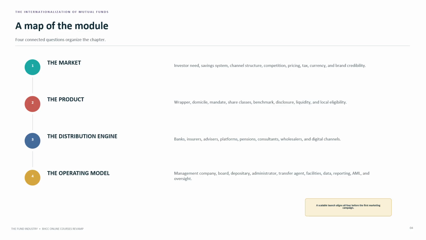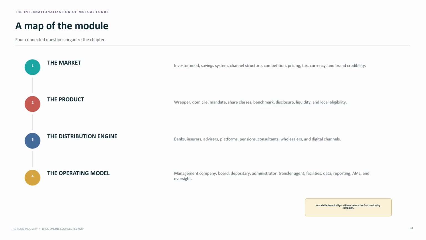Banks, insurers, advisors, platforms, pensions, consultants, wholesalers, and digital channels each have different due diligence standards, data requirements, compensation structures, and service expectations. Fourth, the operating model. The management company, board, depositary, administrator, transfer agent, local facilities reporting, AML controls, data, cyber program, and oversight structure must work before the first investor arrives.